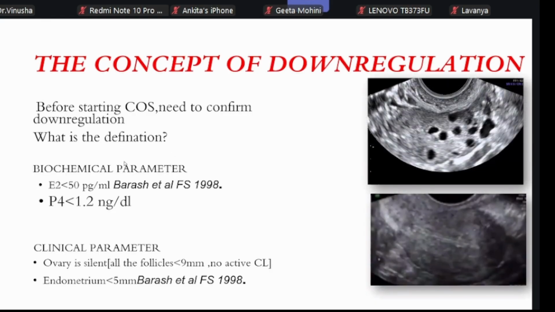The basic concept of downregulation is that on baseline before starting stimulation, the estrogen should be less than 50 and progesterone should be less than 1. And there should be no cysts or any dominant follicles. So before starting stimulation, we need to confirm whether it is downregulated or not.